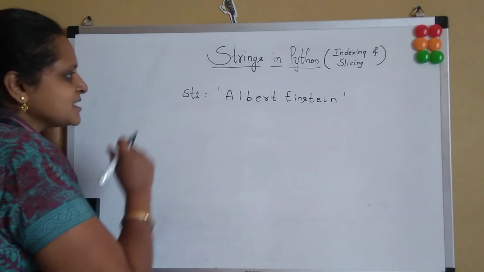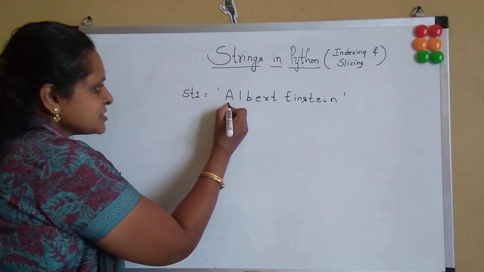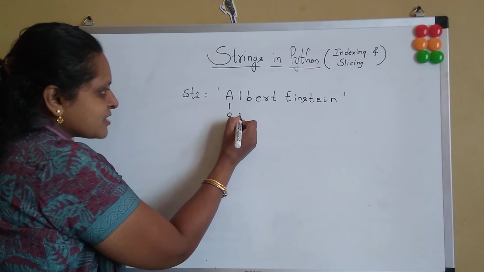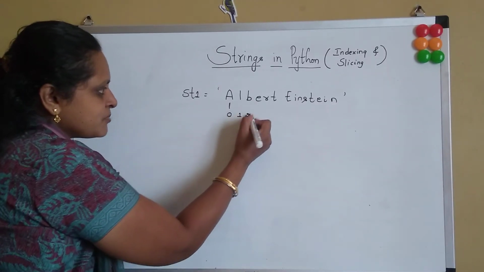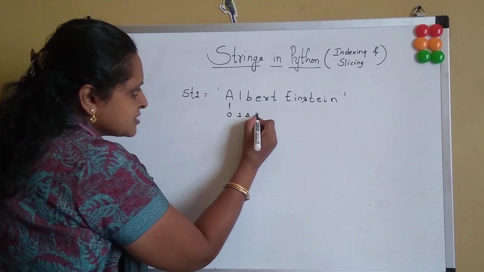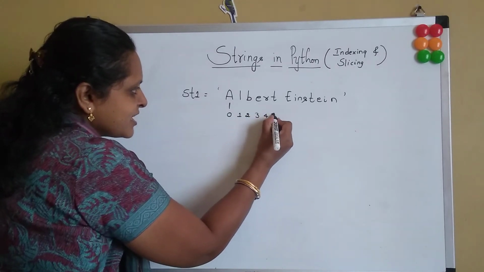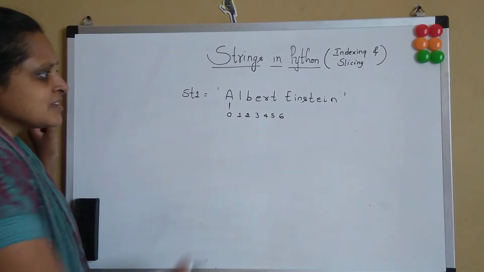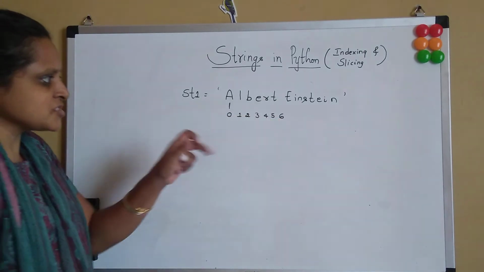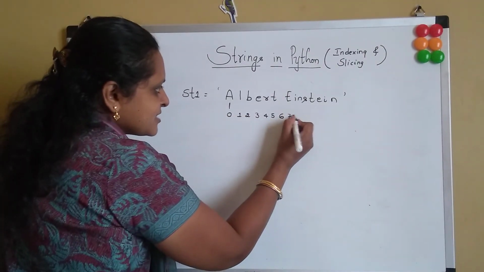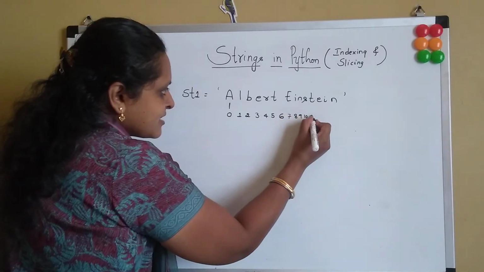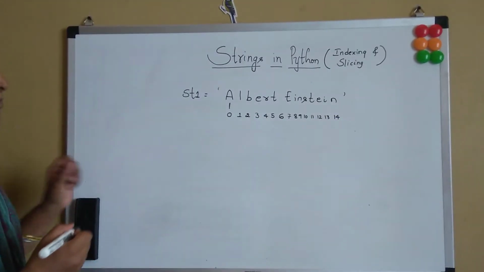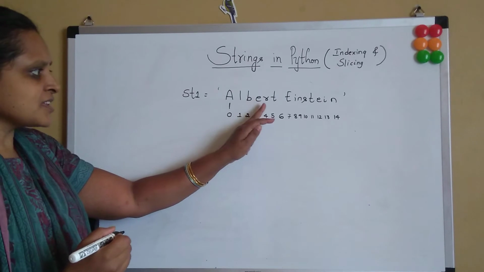Now, how does indexing work? For every string, the first character will be at the 0th index. The second one will be at index 1, the third one at index 2, and so on. So it will be 3, 4, 5. Even a space is considered as a value, and in this case the space is at the 6th position. E is at 7, 8, 9, 10, 11, 12, 13, and then 14. So these are the index values for this particular string.